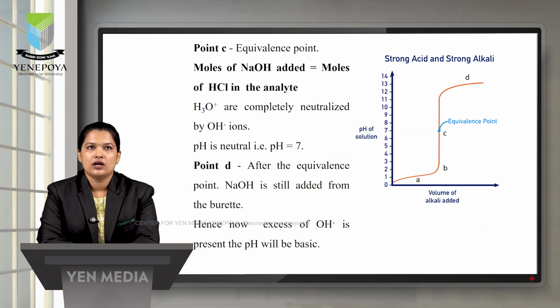Point C is the equivalence point. Here the moles of NaOH added is equal to the moles of HCl in the analyte. The H3O plus ions are completely neutralized by the OH minus ions, and the pH is neutral. Neutral means pH is equal to 7. Point D is after the equivalence point. The NaOH is still being added from the burette, hence an excess of OH minus is present and the pH becomes basic.